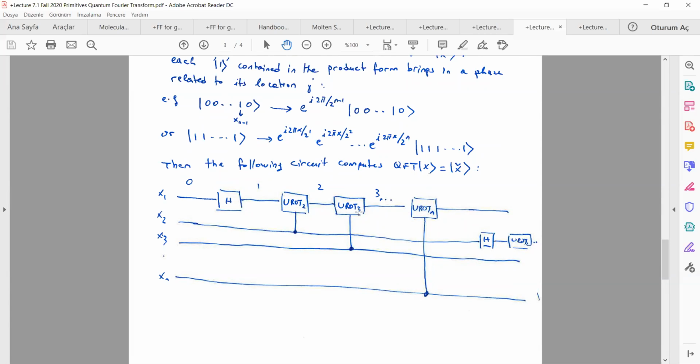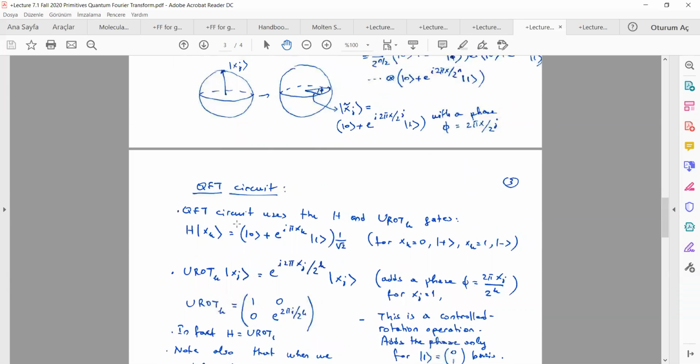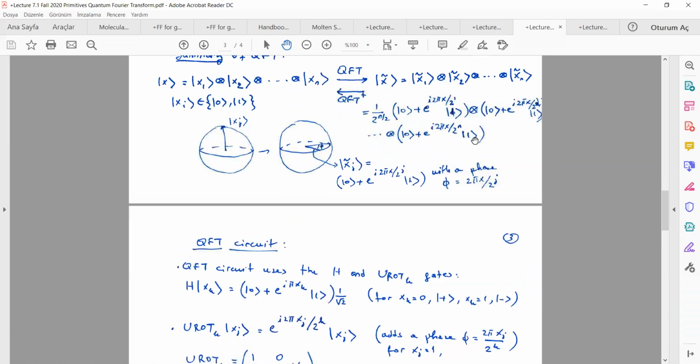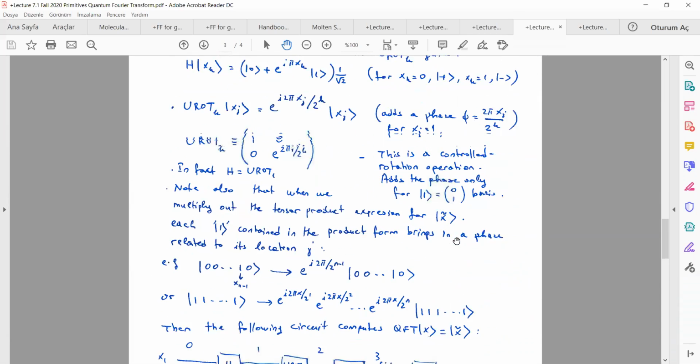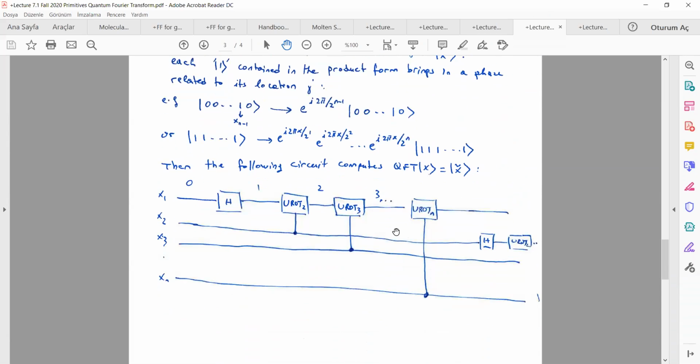U_R3 was the location of the third bit in the binary string, up to the nth bit, U_R sub n. I'm applying a controlled operation because I want to apply this U_R only when the corresponding qubit equals 1. I'm just trying to imitate this equation, this expression over here, in terms of this circuit.